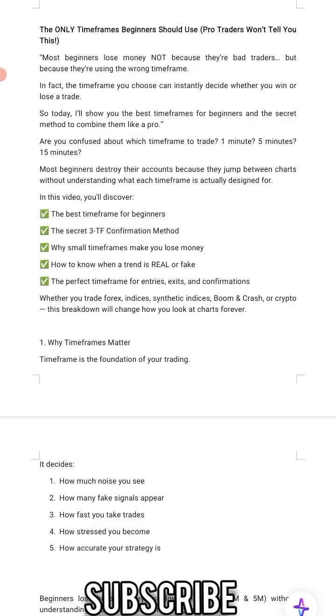Now, many people have been saying, Mr. Joshua, which time frame is good for beginners? Now, these time frames are not just good for beginners, even professionals use them. Are you confused about which time frame to use as a beginner? Which one do you want to use in your trading? We have different time frames which I will be showing us.